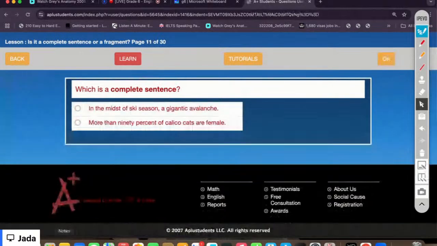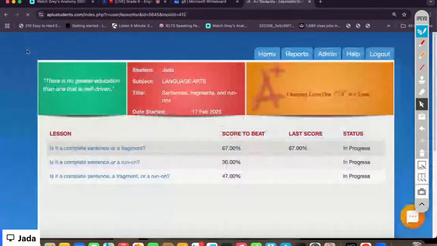All right. So we'll move on to the next lesson. You have to make sure that you complete this lesson if you haven't done this before. Make sure you try to complete this; if you still have some more questions to answer, you can do that later. And we will move on to is it a complete sentence or a run-on?